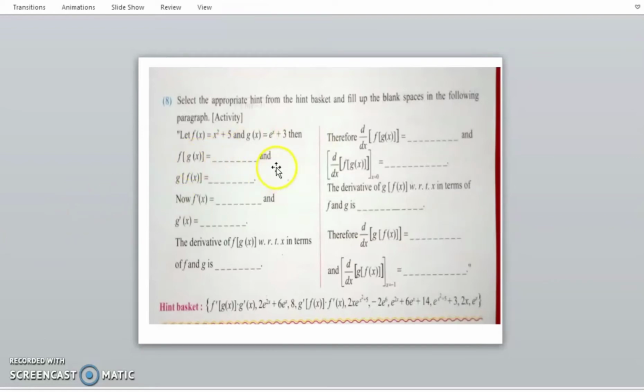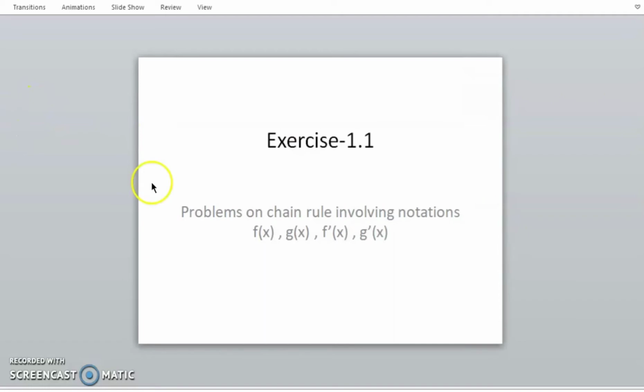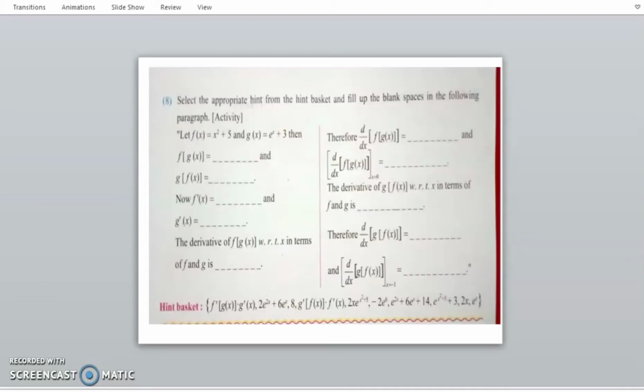But this time we shall see some examples slightly different, where we'll have to find out derivatives where the functions f(x), g(x), f dash x, g dash x, these kind of notations will be used in the examples. So such examples we haven't tried yet. So in this video we shall see the problems on chain rule involving notations f(x), g(x), f dash x and g dash x. Also in the end we shall see one activity which is similar to this.